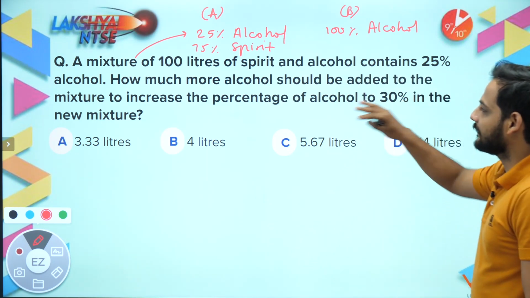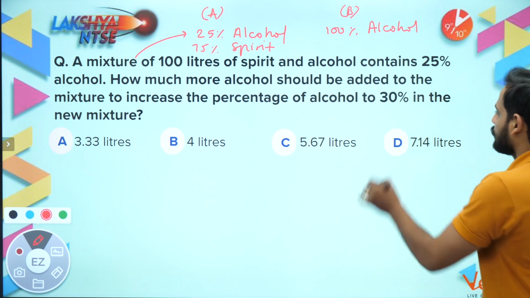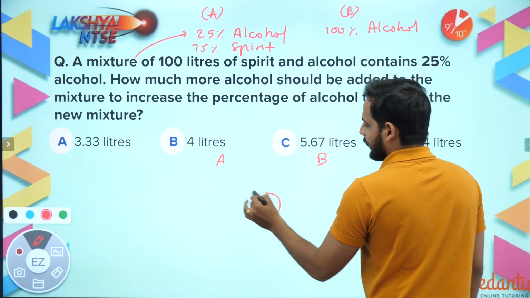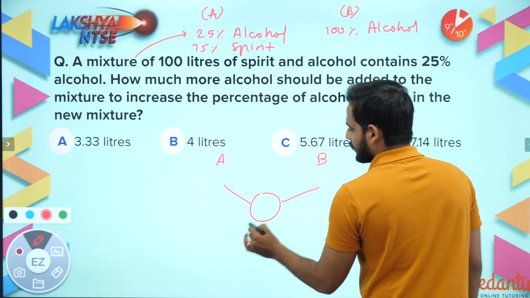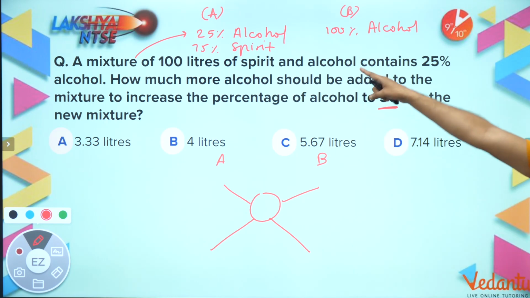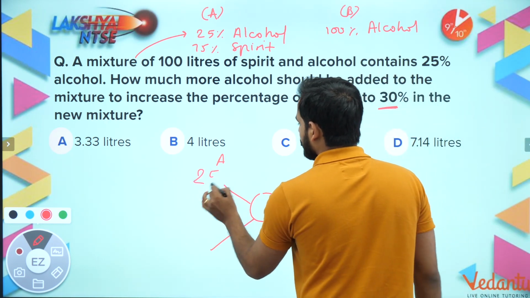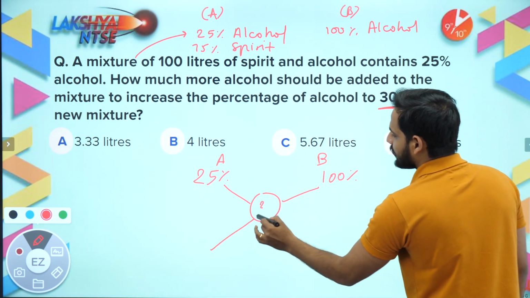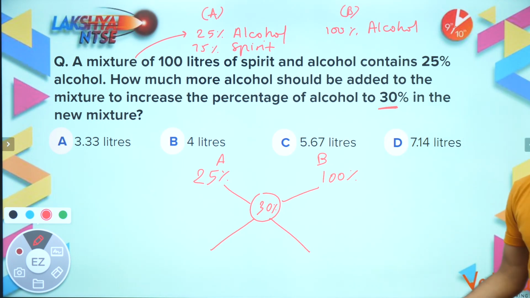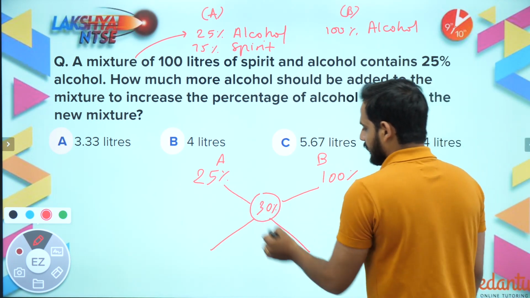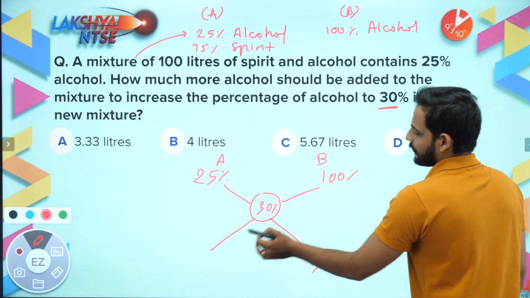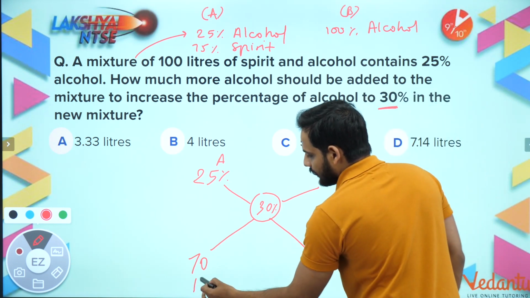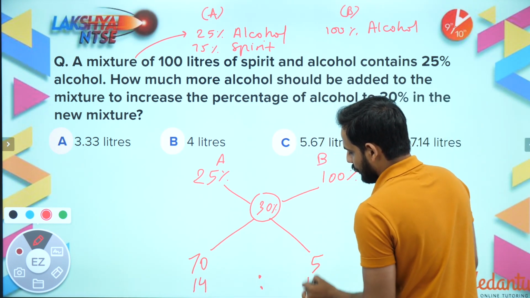So in the final part you want the concentration of alcohol to be 30%. Again we can use that way: A, B, and your final is here. In A, alcohol is 25%, in B, alcohol is 100%, and in the final you want alcohol to be 30%. Correct? So 30 minus 25 is 5, 100 minus 30 is 70. So 70 is to 5, which means 14 is to 1.